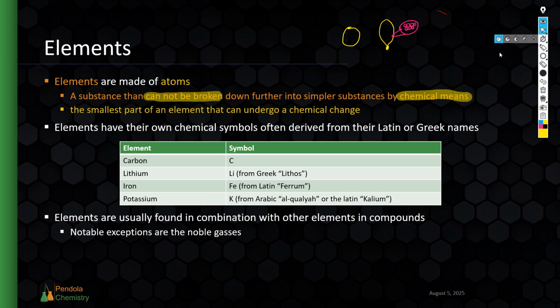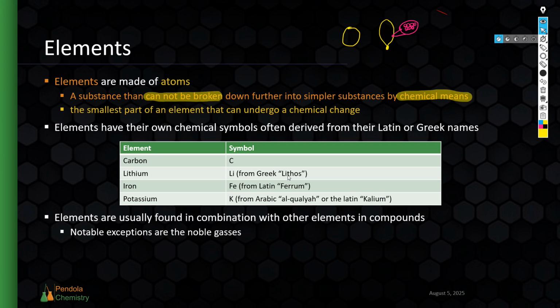Now, elements have their own chemical symbols that we are often going to see in our periodic table and in chemical reactions, in compounds, in all the things. For example, the chemical symbol for carbon is C, the chemical symbol for lithium is Li, iron is Fe, potassium is K. Some of these come from the English name, like C for carbon. Some of them come from either Latin, Greek, or even sometimes Cyrillic or German.